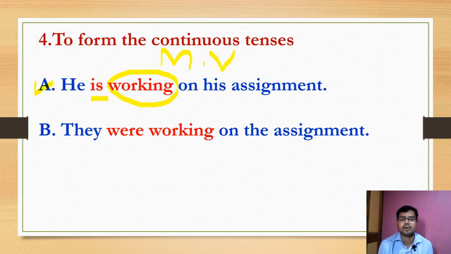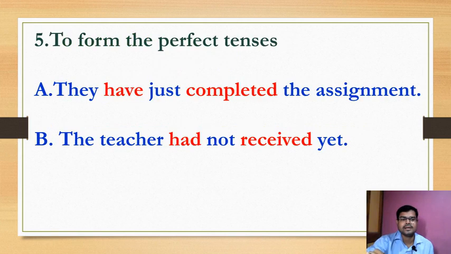Now let's check another example. They were working on the assignment. Once again a similar example. Can you tell me which auxiliary verb they have used here? Which one? Working? No, working is the main verb. Then yes, the correct answer is "were." They were working on the assignment. Very good. You are getting it very nicely. Okay. One more use of the auxiliary verb.